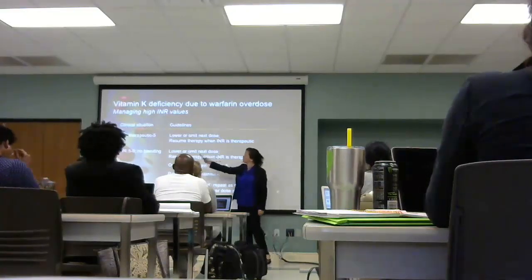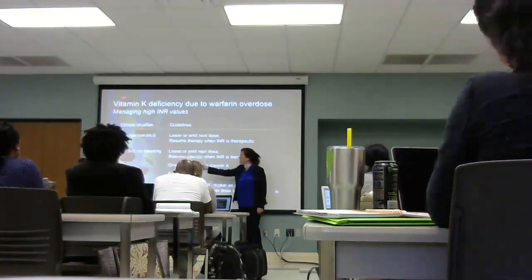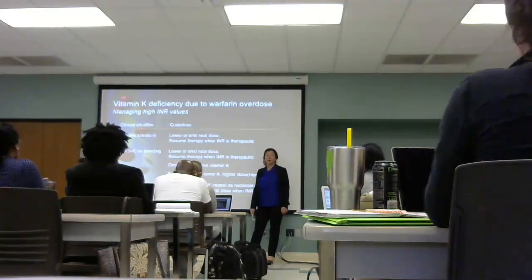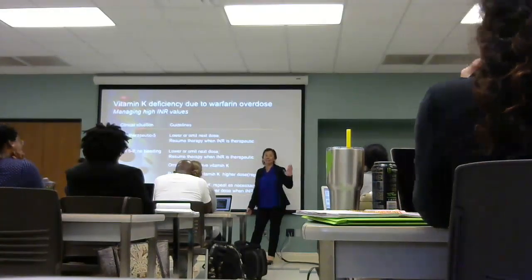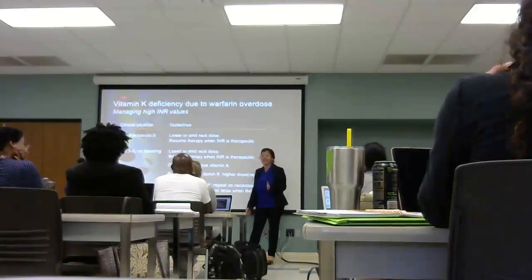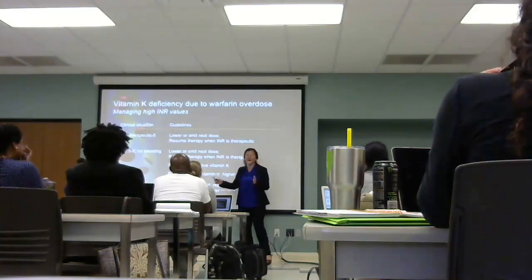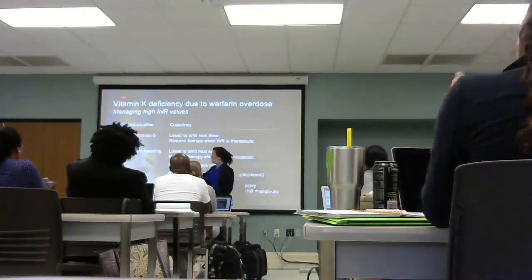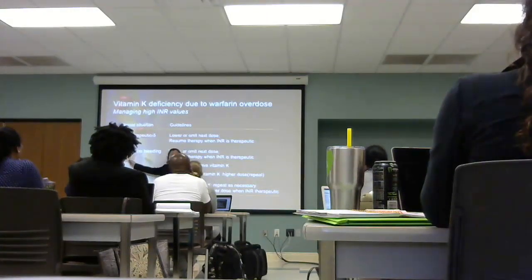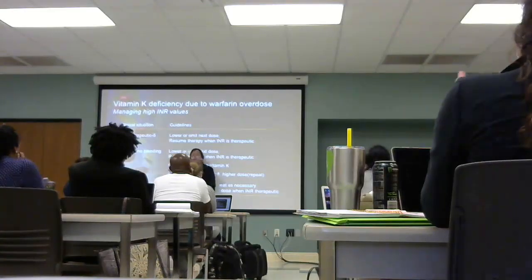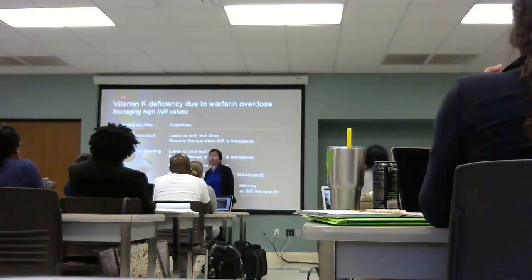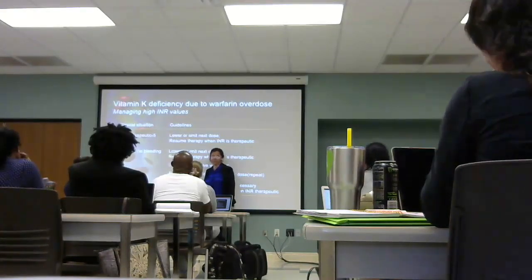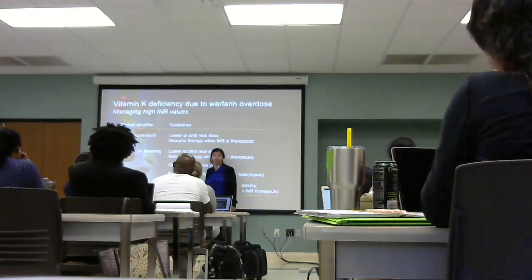If the INR is 5 to 9 and the patient is not bleeding, the risk for this patient to bleed when the INR is 5 to 9 is really high. So as soon as the INR goes over 5, even if the patient is not bleeding and the patient has no contraindication for reversal of the Coumadin, then you have to give the vitamin K.